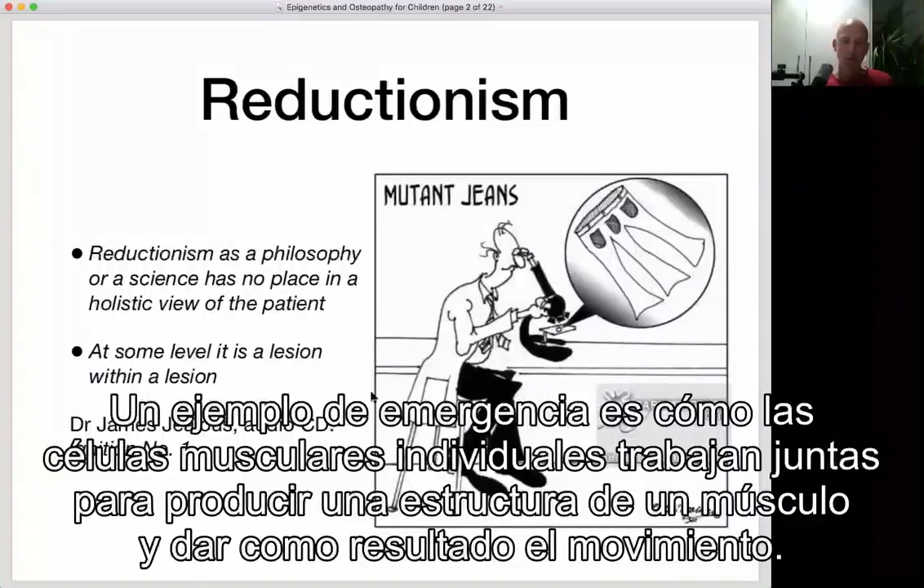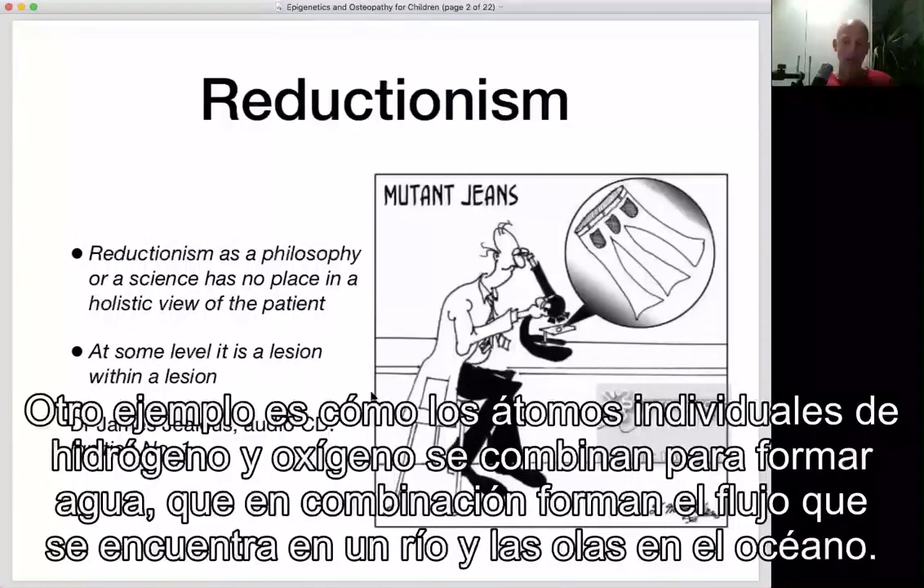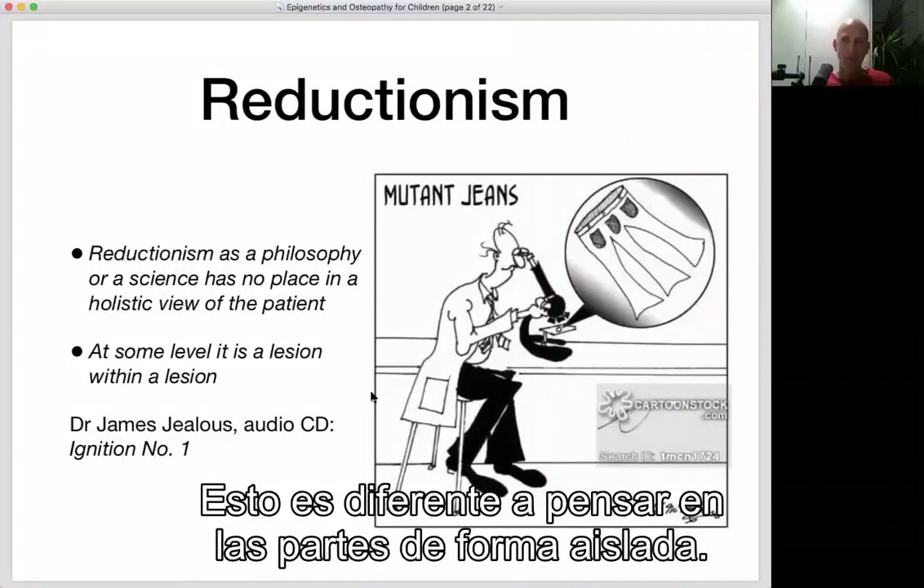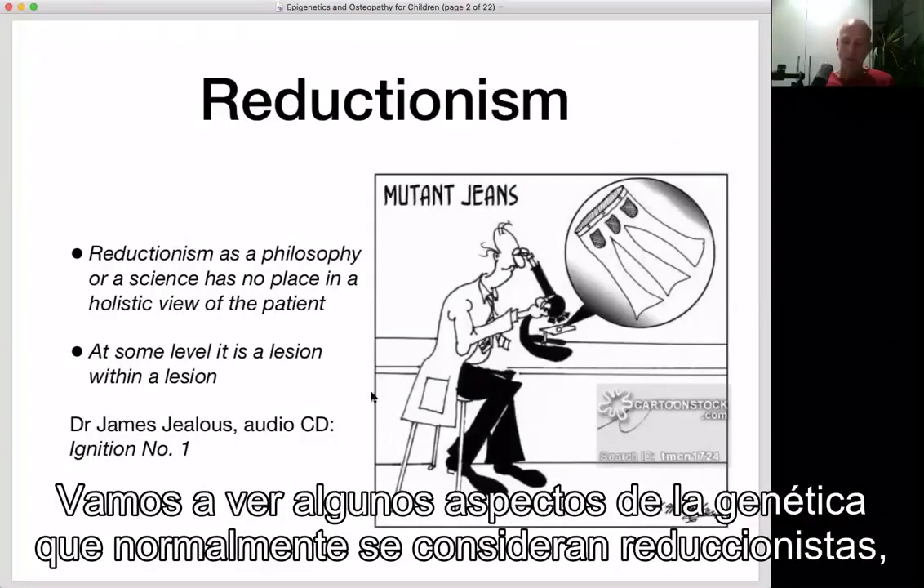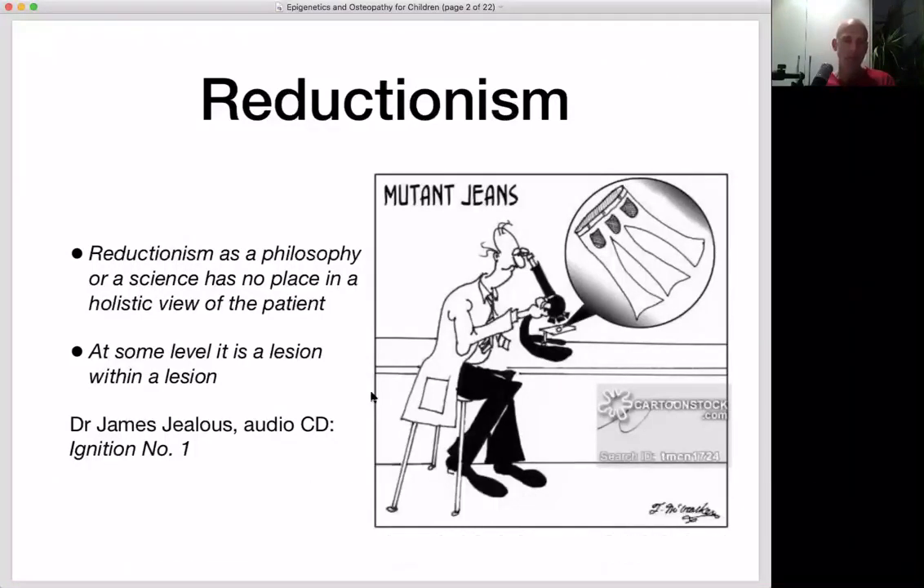One example of emergence is how individual muscle cells work together to produce the structure of a muscle and result in movement. Another example is how individual atoms of hydrogen and oxygen combine to form water, which in combination form the flow found in a river and waves in the ocean. Many different components make a forest: trees, plants, animals, and earth. This is different to thinking about the parts in isolation. We're going to look at some aspects of genetics which are typically considered reductionistic and see if we can fit it into a bigger, more emergent picture.